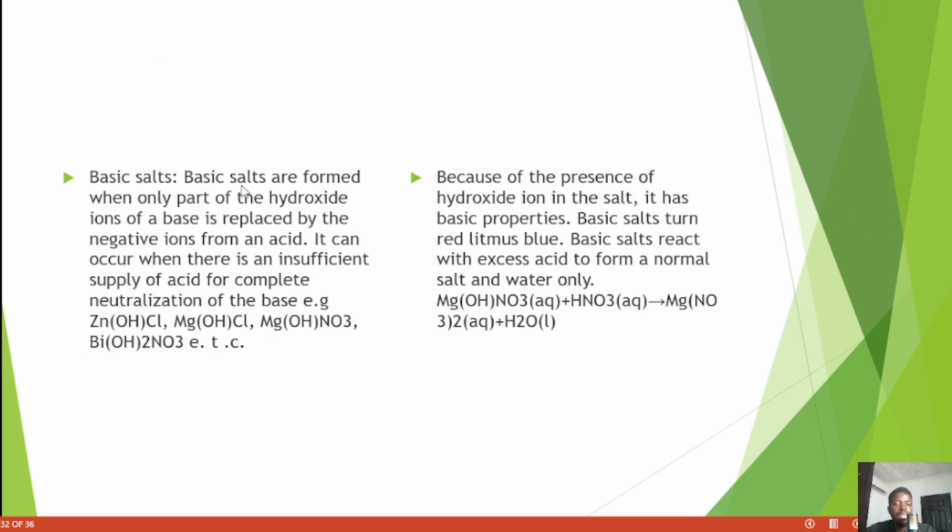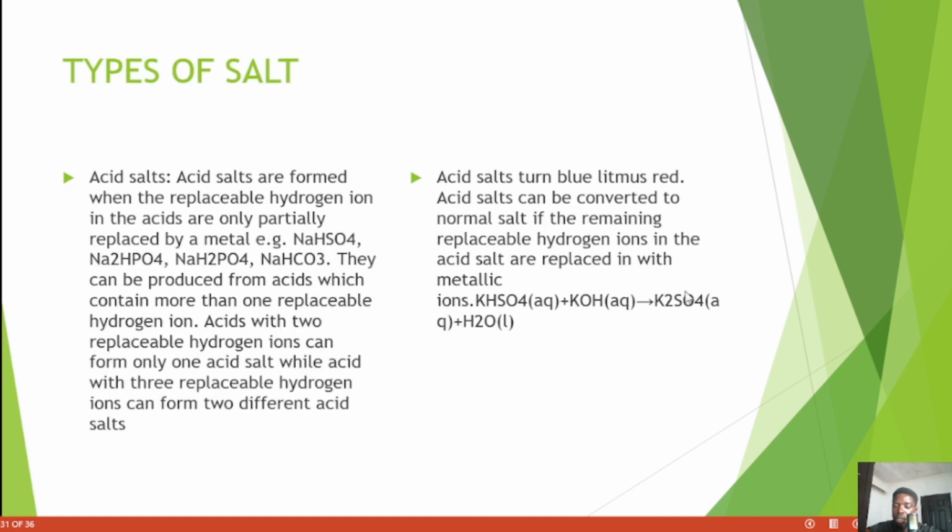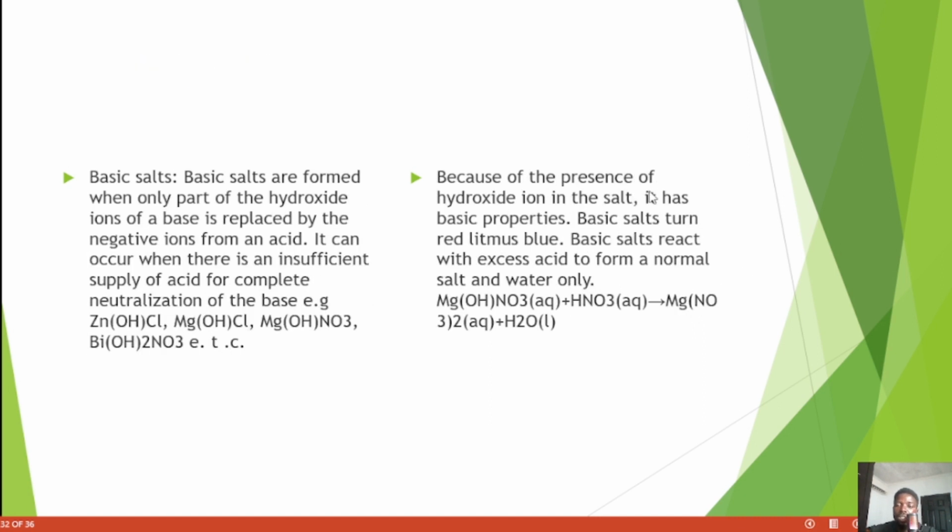On the other hand, a basic salt is formed when only part of the hydroxide ions of a base is replaced by the negative ion. So it can occur when there is insufficient supply of the acid, and when there is excess of the base. When this occurs, you will notice that there will be a remainder of your hydroxyl ion. So once you see OH in a salt, the implication is that it is a basic salt. But once you see hydrogen, it is acidic. Because of the presence of hydroxide ion in the salt, it has basic properties, which means it can turn red litmus paper blue. A basic salt reacts with excess acid to form a normal salt and water only. So when the remaining hydroxide reacts with the acid, automatically you will get a normal salt.